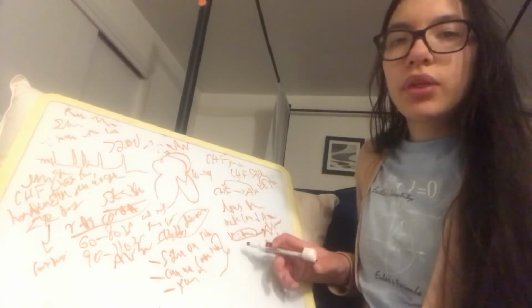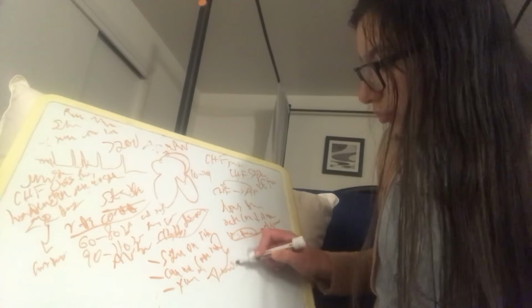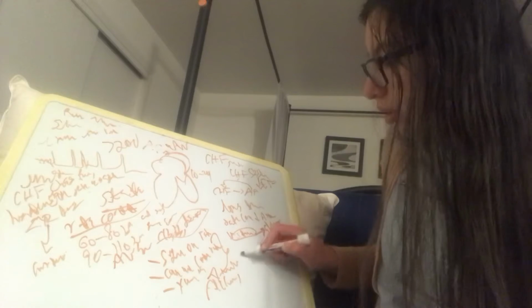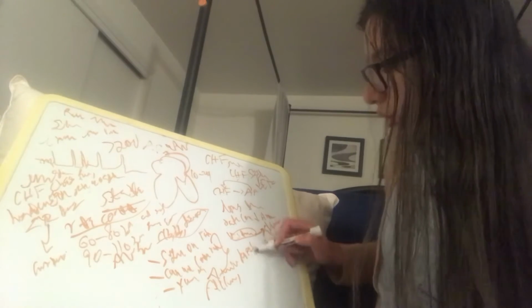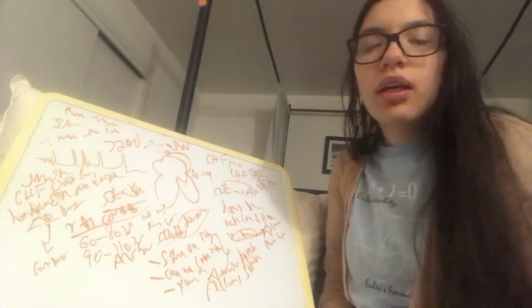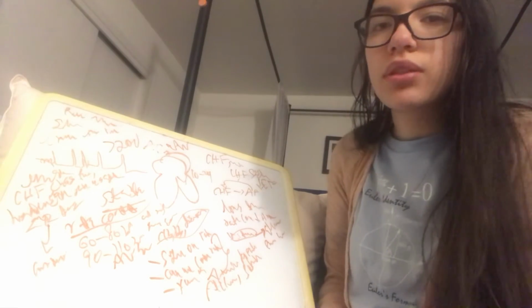The pharmacological cardioversion is with amiodarone, flecainide, dofetilide, sotalol. So practically, amiodarone, dofetilide, sotalol are the class 3 antiarrhythmics, the ones that block the potassium channels, and flecainide is a class 1 antiarrhythmic, blocks the sodium channels.